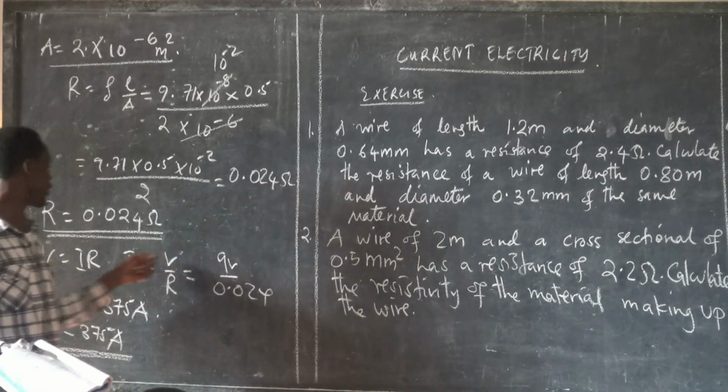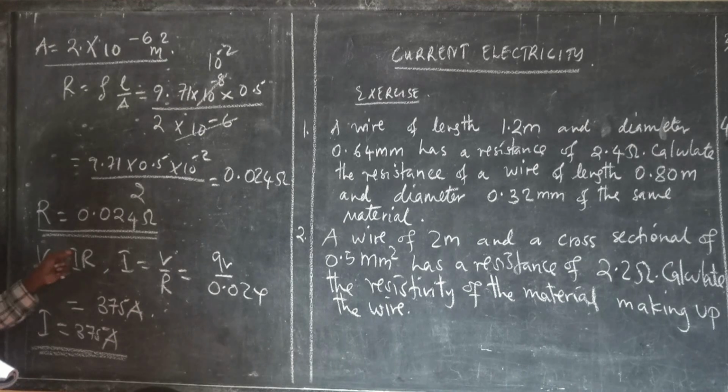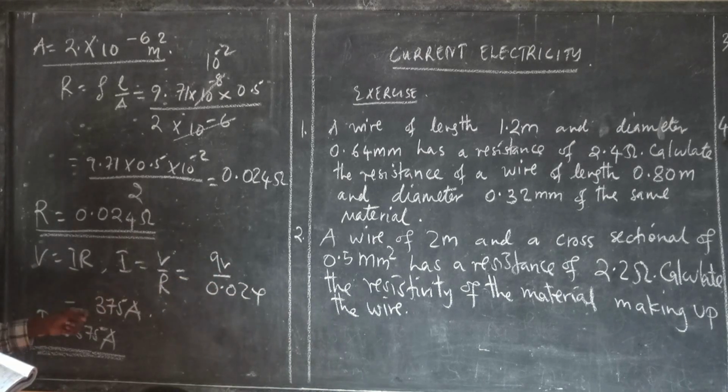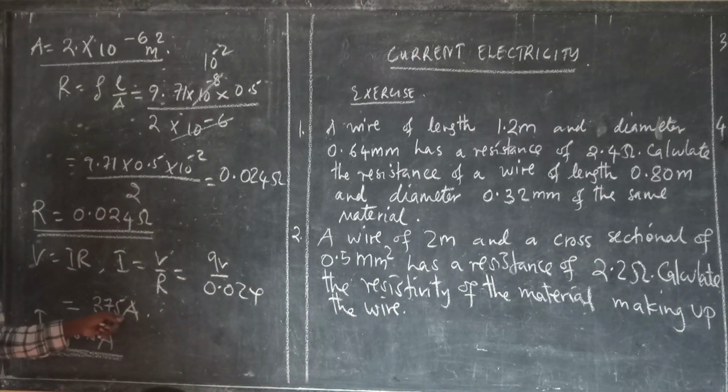After getting that, you apply Ohm's law. From Ohm's law, V is equal to IR. Now I is equal to V over R. So you take that and divide, and definitely you get 375 after dividing it.